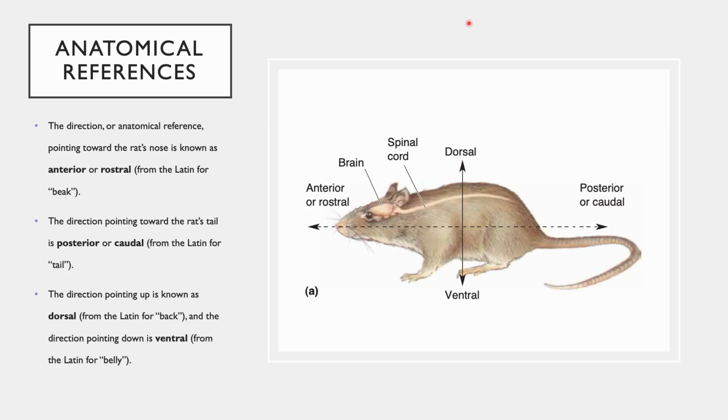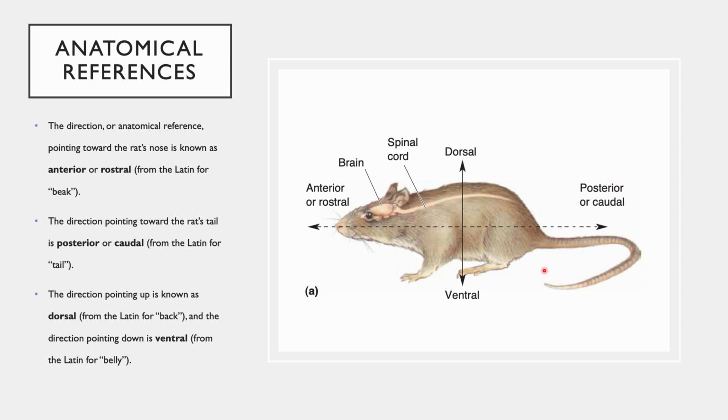Now let's talk about anatomical references. It's important to note that you are going to need to utilize anatomical references for the rest of this course or maybe even in your future career. This is a way that we can assign a specific part of the brain or body based on where it's located. The direction pointing towards the rat's nose, at the front of the brain here, is known as anterior or rostral. This comes from the Latin word for beak.